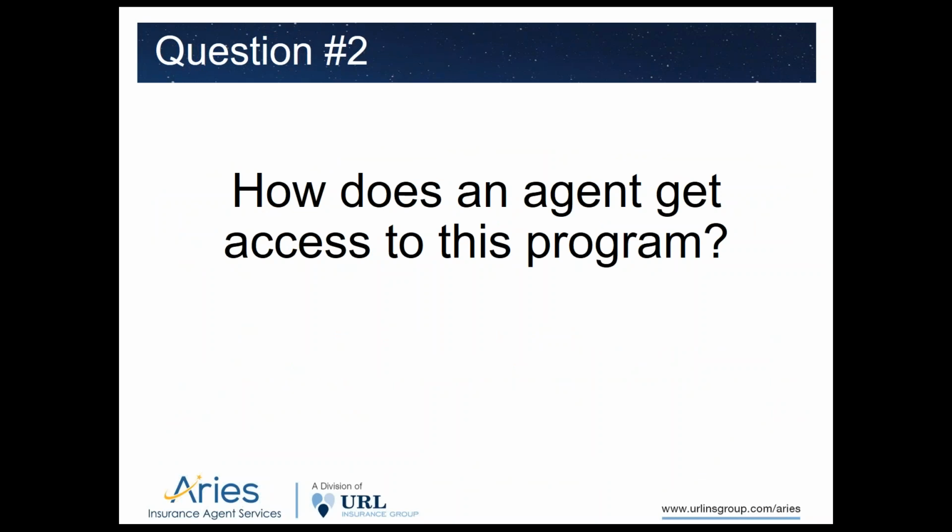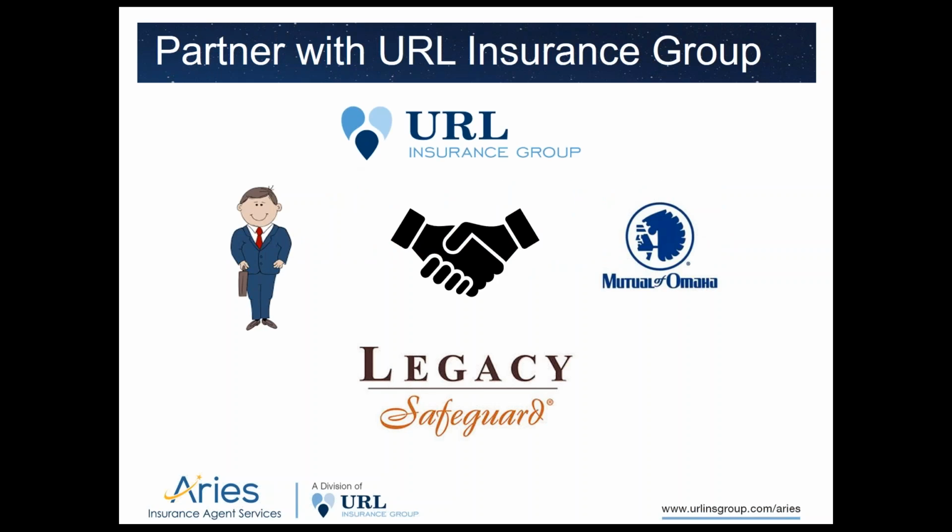So how does an agent or a broker get access to this program? Well, the first thing you've done is that you have partnered with URL. This relationship with Mutual of Omaha and Legacy Safeguard is not something that comes to everyone. Only a few IMOs have the ability to offer Legacy Safeguard along with Living Promise. So you're in a very elite group already. Just your partnership has got you access to being able to offer Legacy Safeguard. So you've already made the first step.